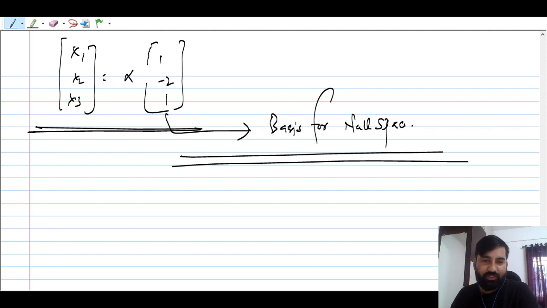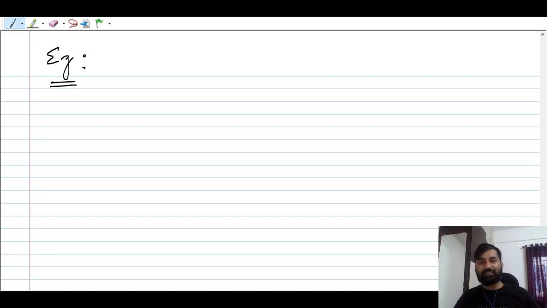Suppose let me take some more examples. Writing basis for row space, basis for column space, basis for null space, I think you can talk about everything, and it's a very easy process. Rank is nothing but the number of linearly independent rows, and also the number of linearly independent columns. The dimension for row space and column space is going to be the same, but the dimension for null space can be different. Please remember this.